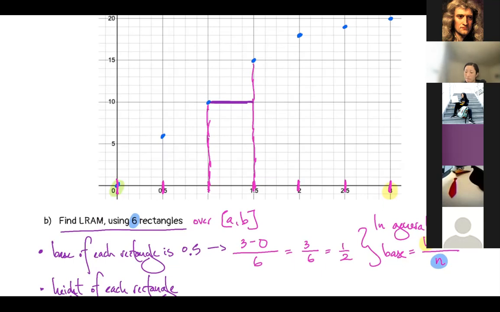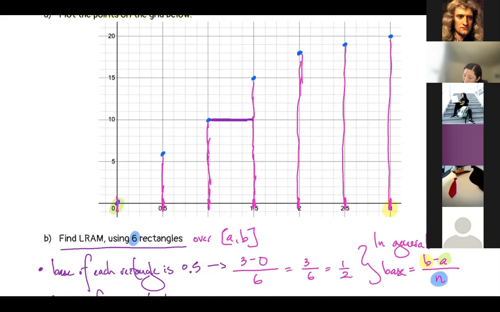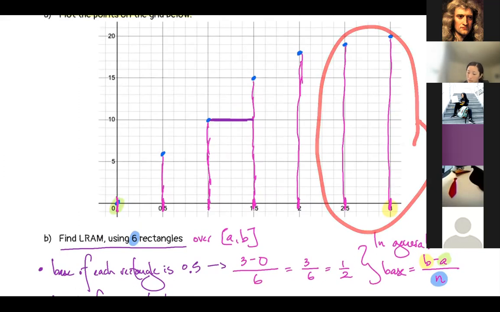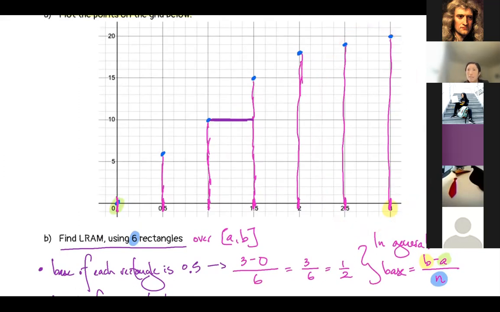Okay. Now I'm going to go ahead and draw all the other rectangles here. So I'm just going to divide them up first. So I'm dividing, all those bases are the same. And now, can someone tell me what the height of this last rectangle is? What is the height of that last rectangle? Is it 19? Is it 20? 19, yeah, because we're going to use the left-hand value.